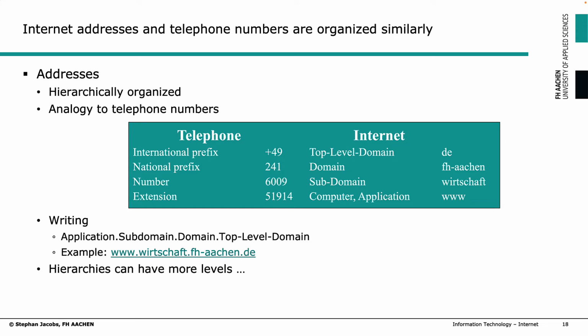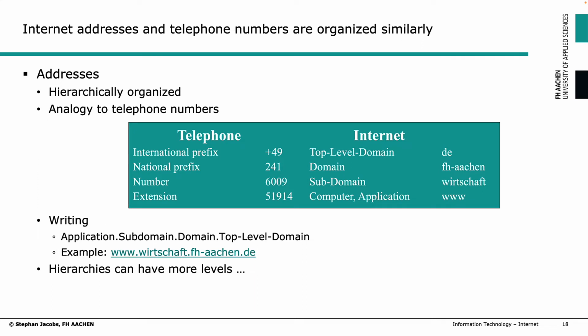Let's have a look at the hierarchical structure of the internet address. You can compare it with a telephone number. Let's first have a look at the telephone to better understand the internet address later on. When you have a telephone number, you have first an international prefix, which is +49 for Germany. Then usually you have a national prefix. Aachen has the 241. And then within Aachen, the FH Aachen has the number 6009. And finally we have an extension within the FH Aachen, which is my number in my office.